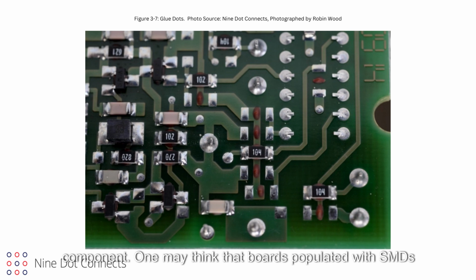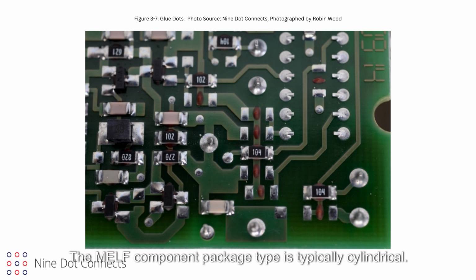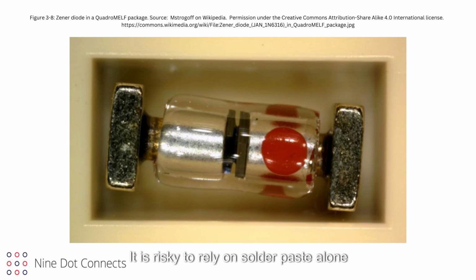One may think that boards populated with SMDs on both sides would require glue dots. However, the use of the vapor phase equipment during the solder process eliminates this need, depending on the weight of the component. Glue dots are not needed for every component, and are often selectively applied. Glue dots may be used in several situations. The MELF component package type is typically cylindrical. It is risky to rely on solder paste alone as the adhesive.